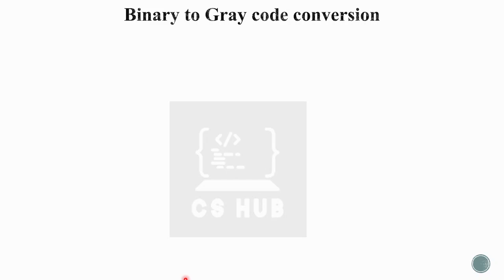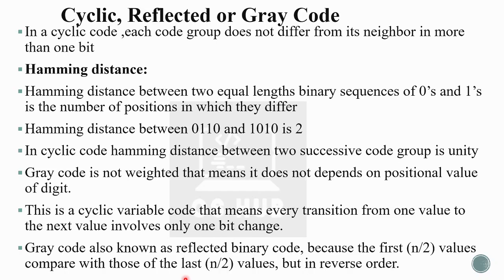So we have discussed the definition of gray code. What is a gray code? The major characteristic of gray code is that each code group does not differ from its neighbor in more than one bit. Here the Hamming distance will be 1. Gray code is a cyclic variable code. Gray code is also known as reflected code because the first n by 2 values compare with those last n by 2 values, but in the reverse order.